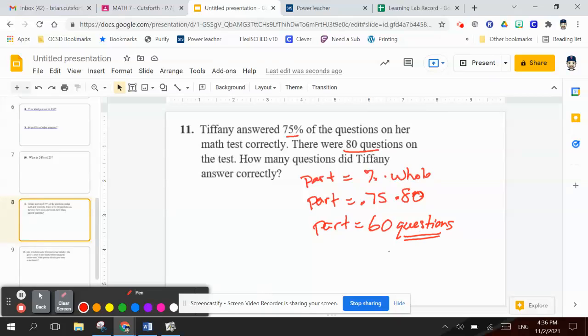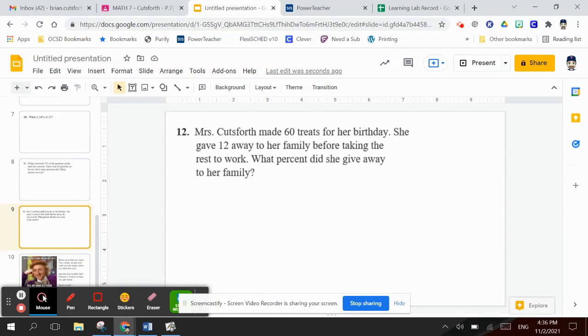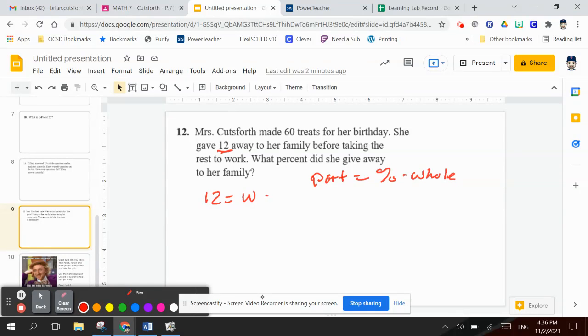Remember, you need to have a label when you talk about a story problem. Number 12 says Mrs. Cutsforth made 60 treats for her birthday. She gave 12 away to her family before taking the rest to work. What percent did she give away to her family? So again, I'm going to go to my part equals percent times whole. So my part is 12. She gave 12 away, equals the percent, which is W, times the whole, which is 60. So to solve for the percent, I have to divide each side by 60. 60 and 60 cancel each other out, leaving me with W. And I have 12 divided by 60, which is 0.2. And to change that to a percent, I multiply by 100 to get 20%.